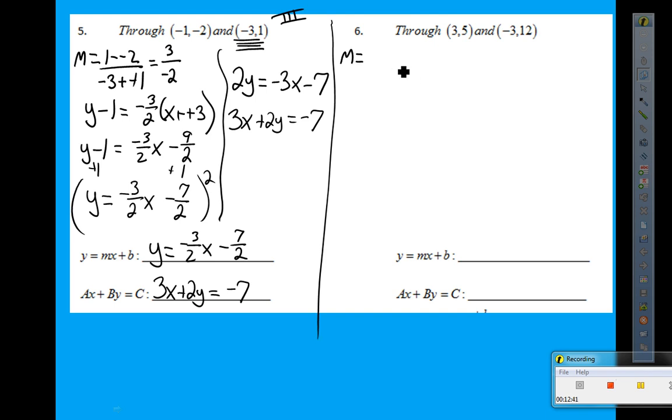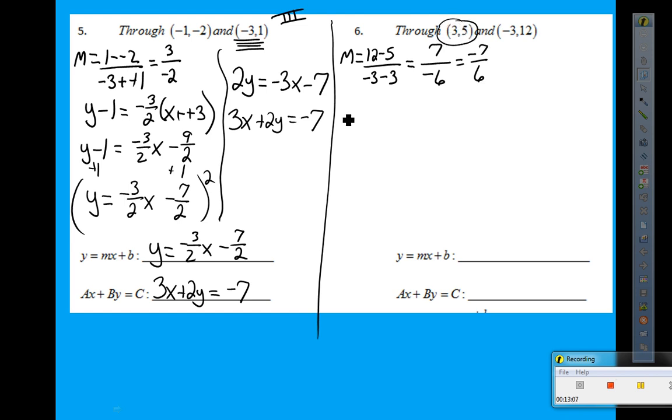So my slope's going to be 12 minus 5 over negative 3 minus 3. Well, 12 minus 5 is going to be 7. Negative 3 minus 3 is going to be negative 6. So my slope is negative 7/6. Pick either point to work with now. I'm going to pick 3, 5.